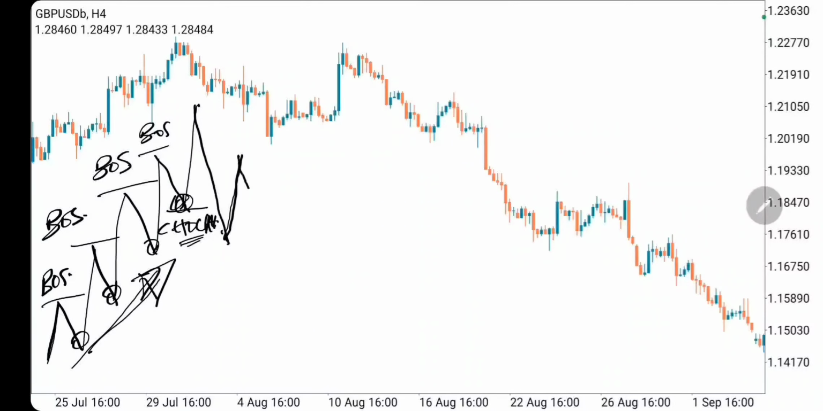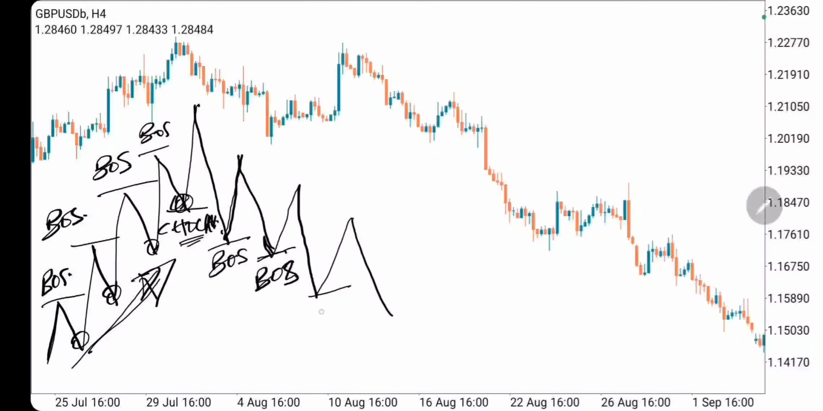Okay, it retraces again and breaks structure. You now have a bearish change of character, a bearish break of structure. The market retraces again, breaks the low again, giving you your break of structure number 2. It retraces again, breaks again, and gives you another break of structure. What can you see here?